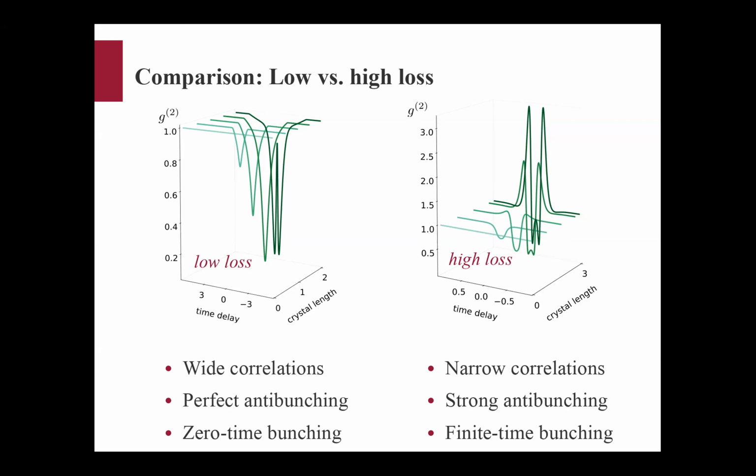So there's photon bunching. On the other hand, under conditions of high loss, we see very narrow correlations in the relative coordinate. There's still strong anti-bunching, but it's not quite zero. It doesn't hit the point of perfect anti-bunching. And then for very long crystals, we see photon bunching, but at finite time. So the photons like to come out at a certain time difference.